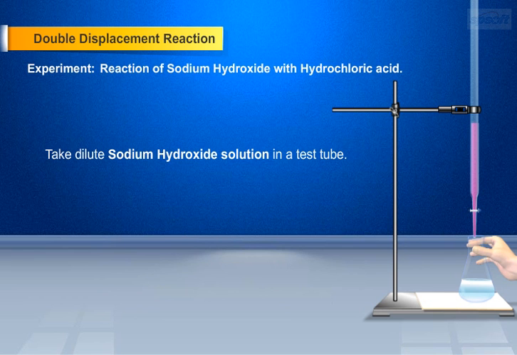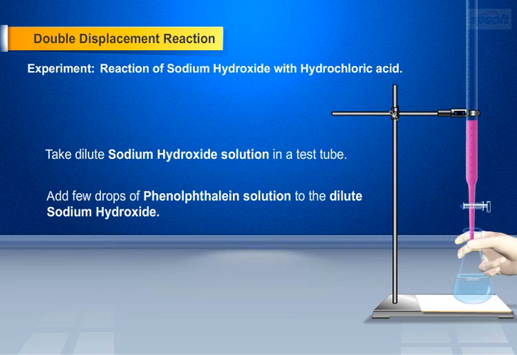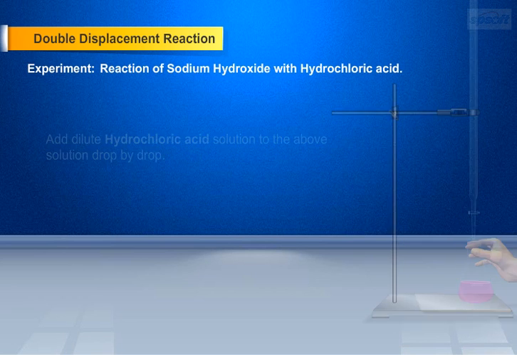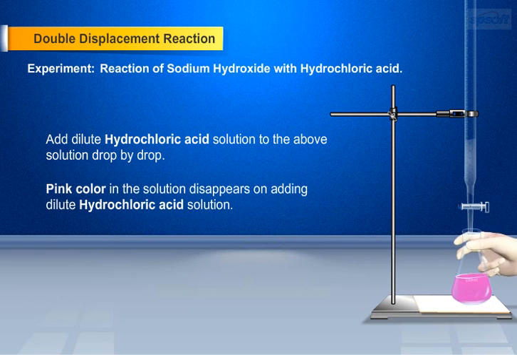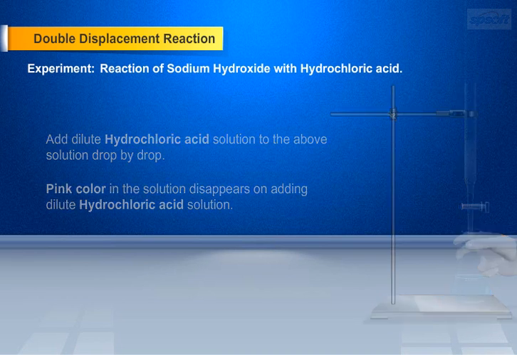Take dilute sodium hydroxide solution in a test tube. Add few drops of phenolphthalein solution to the dilute sodium hydroxide, and observe the change. What do we observe? We observe that the dilute sodium hydroxide solution changes to pink color when phenolphthalein solution is added. Add dilute hydrochloric acid solution to the above pink solution, drop by drop, and observe the change. What do we observe? We observe that the pink color in the solution disappears on adding dilute hydrochloric acid solution.